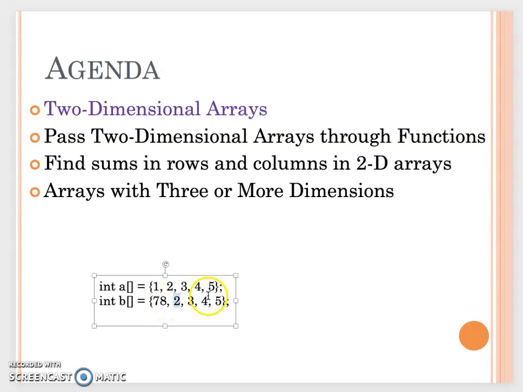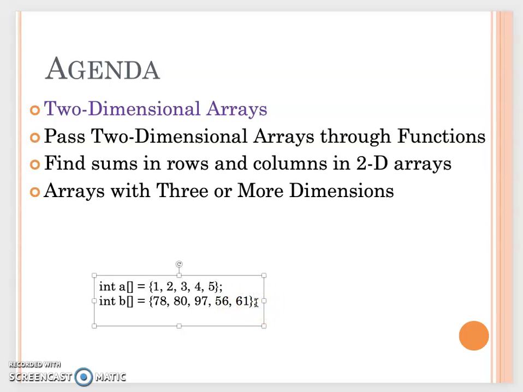So maybe this array B has other numbers. Maybe 1, 2, 3, 4, 5 mean each quiz. So that's the number of the quiz, and here I have the quiz score. So you can use the two arrays to associate a group of numbers you want to have. That's what we call the parallel array.